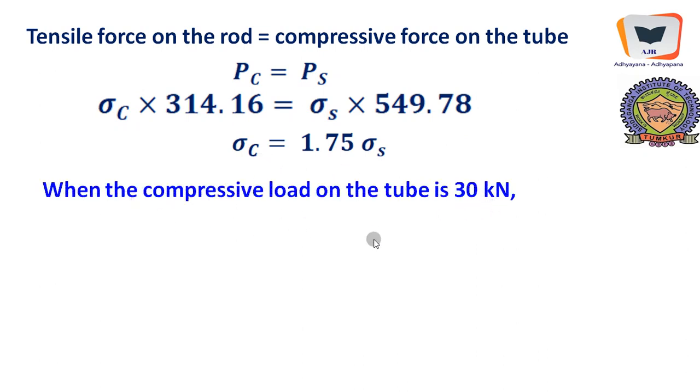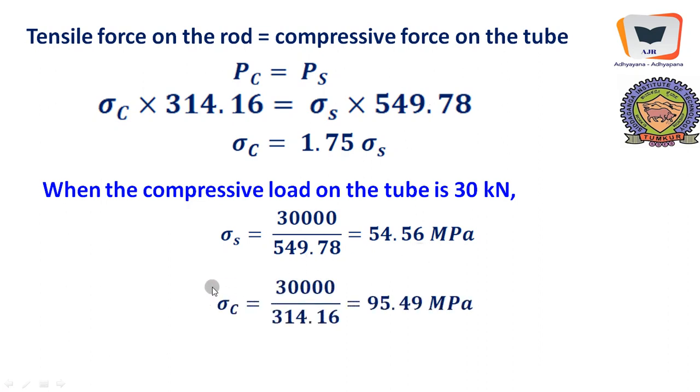When the compressive load on the tube is 30 kilonewton, this is the applied load, obtained by rotation, of course. 30 kilonewton of compressive load is achieved. Therefore sigma S equal to 30,000 divided by its own area, and sigma C is 30,000 divided by 314, 95.49.